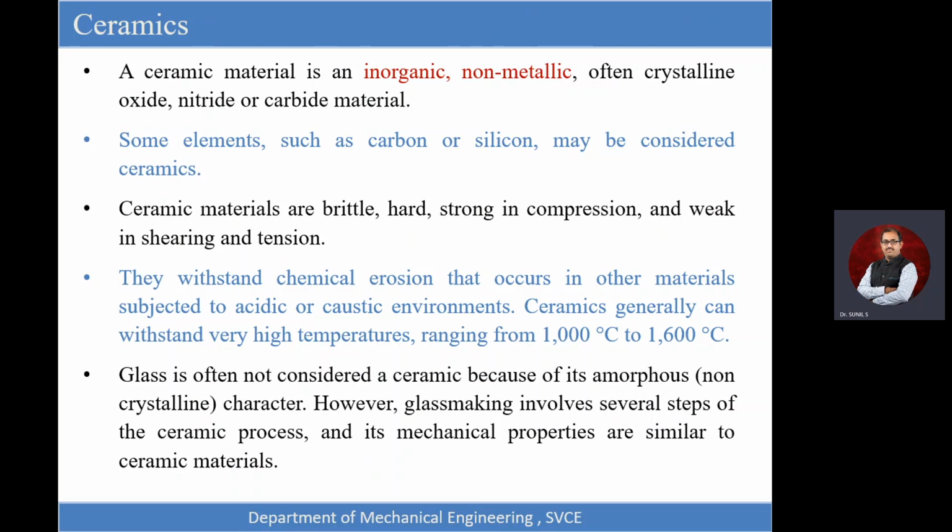Ceramic is an inorganic material, non-metallic in nature, and often crystalline. Usually it is made of either nitrides or carbides. Some elements such as carbon or silica may be considered as ceramic. It is inorganic in nature where carbon is present. Ceramic materials are brittle. They are hard and strong in compression, but weak in tension. What do you mean by compression?